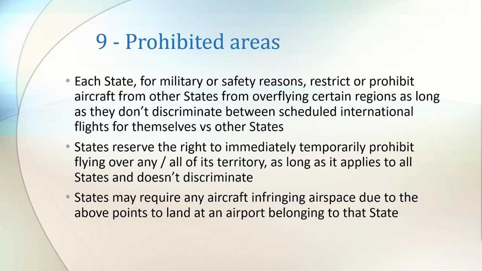States reserve the right to immediately, temporarily prohibit flying over any or all of its territory, as long as it applies to all states and doesn't discriminate. This right was probably most famously used on September the 11th, 2001, when the USA grounded all civil aircraft across the country. Finally, states may require any aircraft infringing airspace due to the above points to land at an airport belonging to that state.